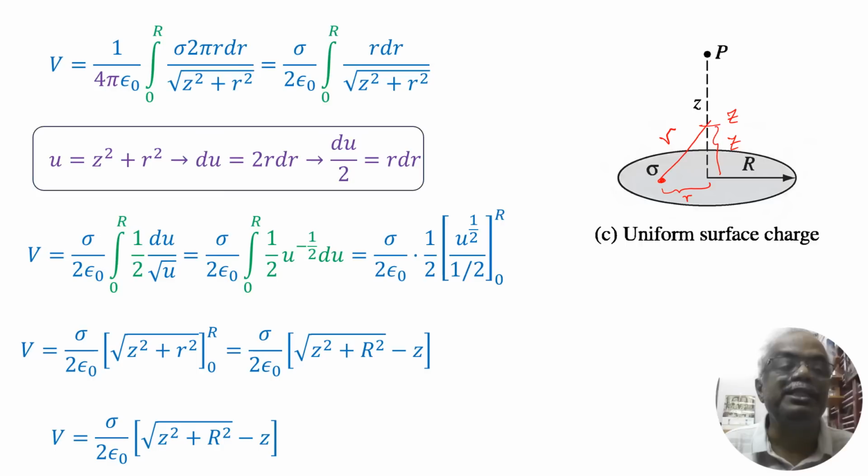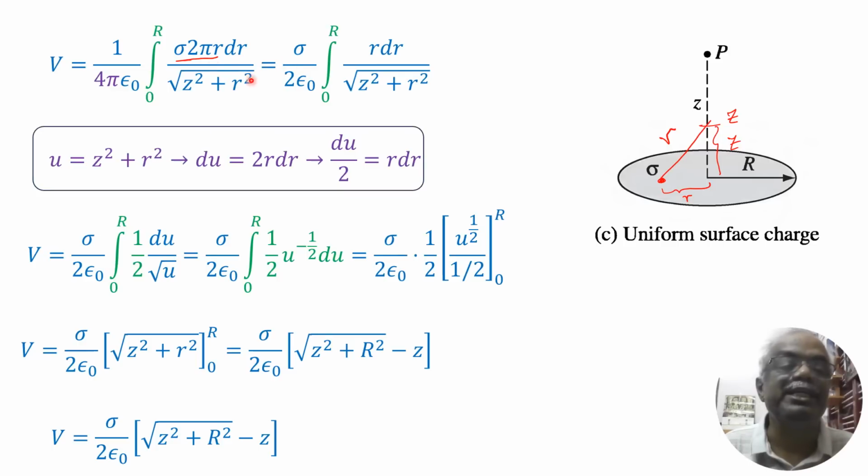Now the charge is equal to sigma multiplied by 2 pi r dr. 2 pi r is the area of this small area under consideration at r. You can form a circle around this. So that is 2 pi r dr divided by square root of z squared plus r squared.